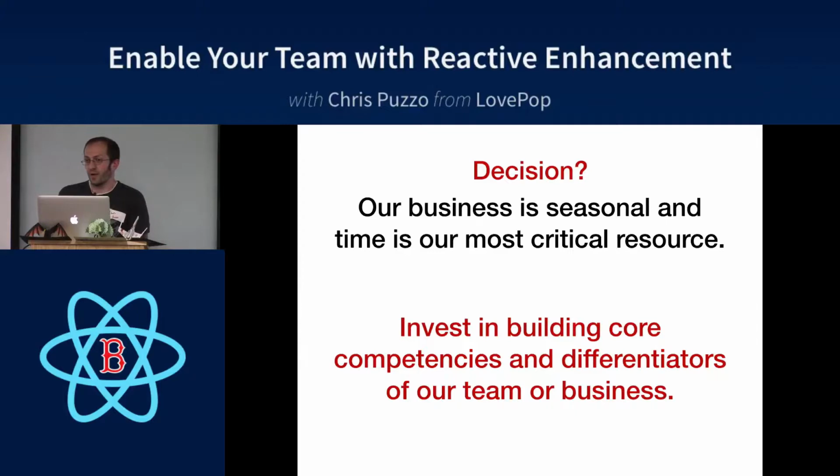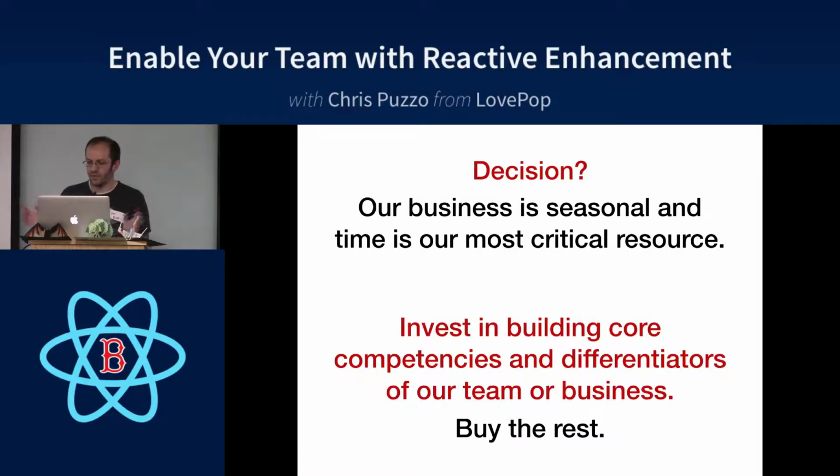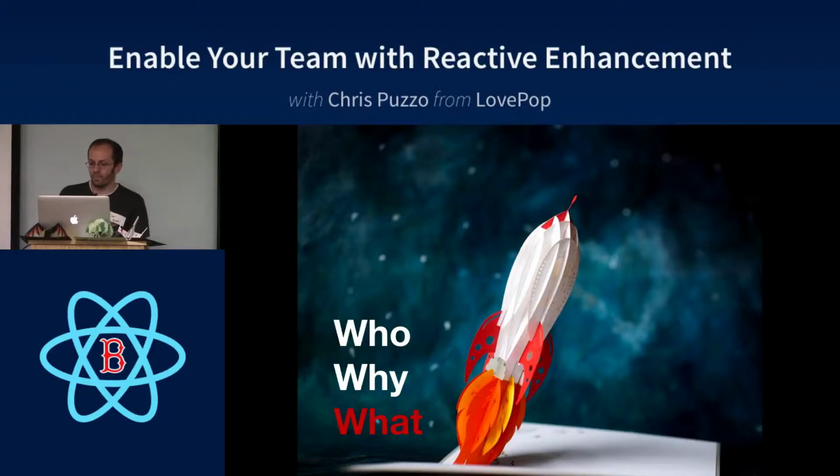So basically, our primary goal here is we want to invest in building core competencies and differentiators of our team and our business. The key here are both the team and the business. So we want to invest in building something if it makes sense for the person learning it, if it makes sense for somebody to have that domain knowledge in our org. Or we need to make sure that the business as a whole, this is going to differentiate us from other people in the same market. We just want to buy everything else. So we're going to buy everything else. Cool. So that's kind of the context around how we got to where we did.